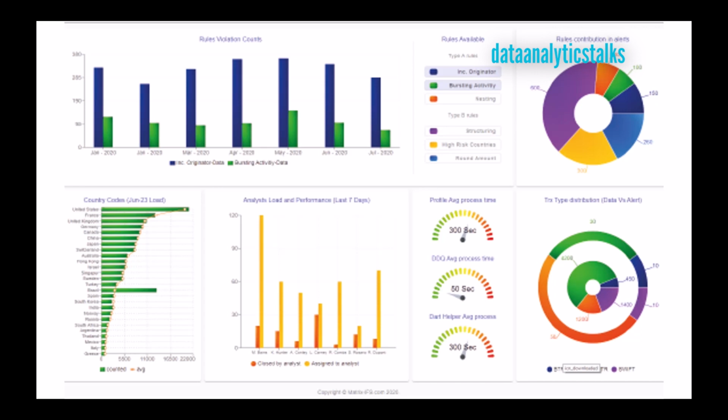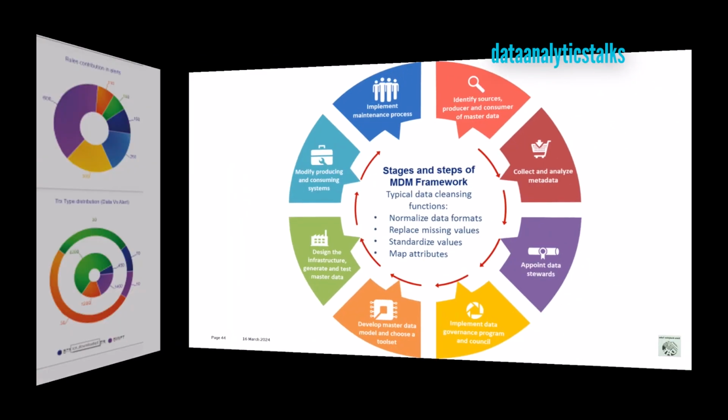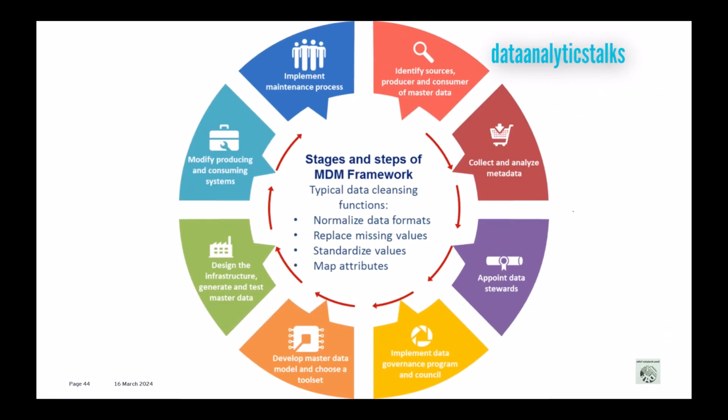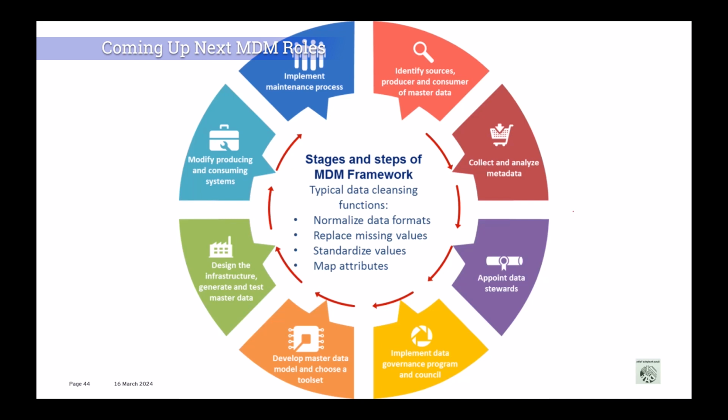Then, to summarize, the stages and steps of the MDM framework consist of identifying sources, producers, and consumers of master data, collecting and analyzing metadata, appointing data stewards, then implementing data governance program and council, then developing the master data model and choosing a tool set, then designing the infrastructure, generating and testing master data, then modifying producing and consuming systems, then implementing the maintenance process.